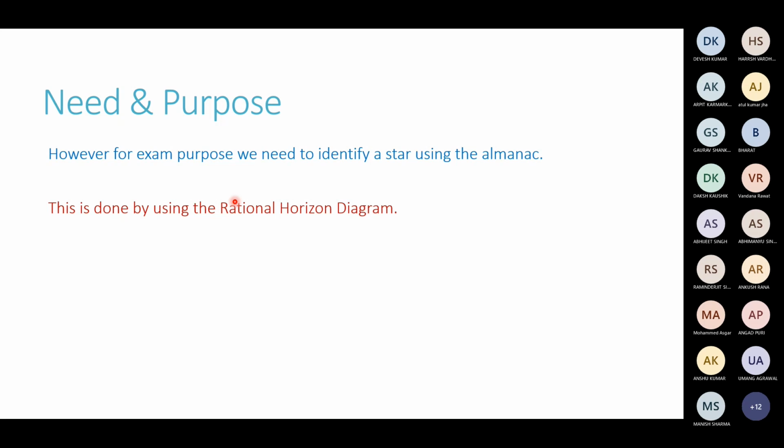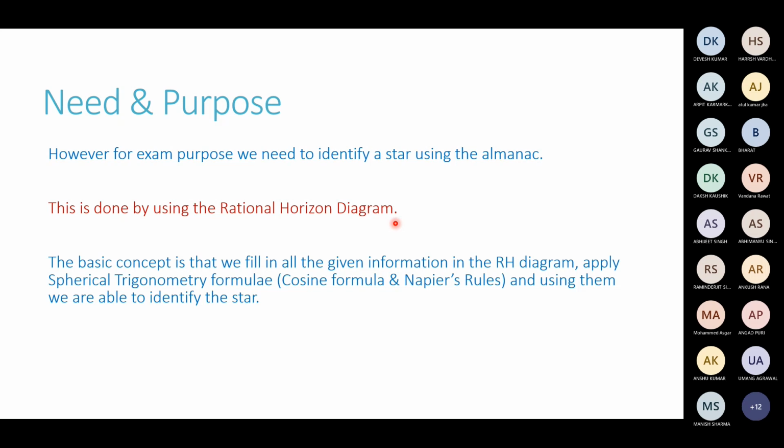This is done using the rational horizon diagram. So we use the rational horizon diagram, or the diagram of the celestial sphere made on the plane of the rational horizon, to solve these types of questions. Now, when we use the rational horizon diagram for identifying a star, the basic concept is that we fill up all the given information to us. Whatever information is provided in the question, all that information is filled up in the rational horizon diagram.